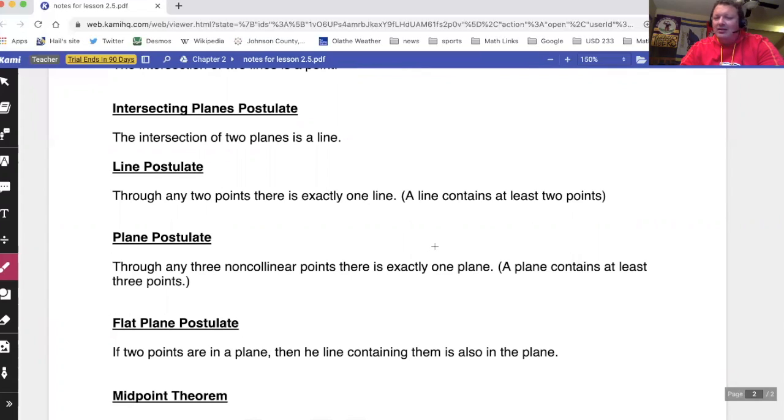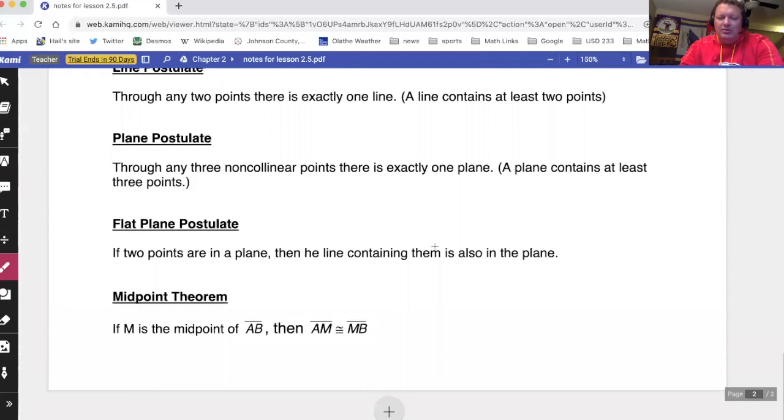Up next, the plane postulate. Through any 3 non-collinear points, there is exactly one plane, and a plane must contain at least 3 points. All right, so again, sort of like how for lines we have to have 2 points, with a plane we have to have 3 points to be able to define it. And again, any 3 points, as long as they're not all in a straight line, would form a plane.